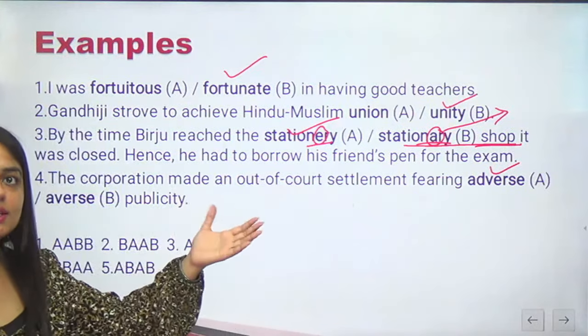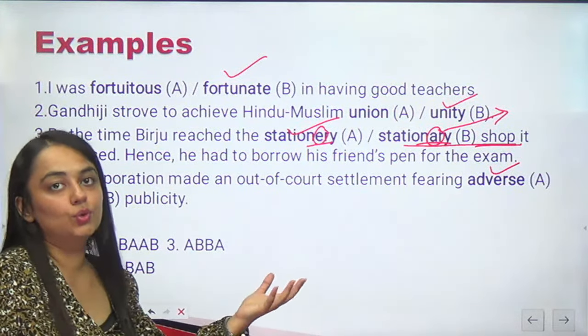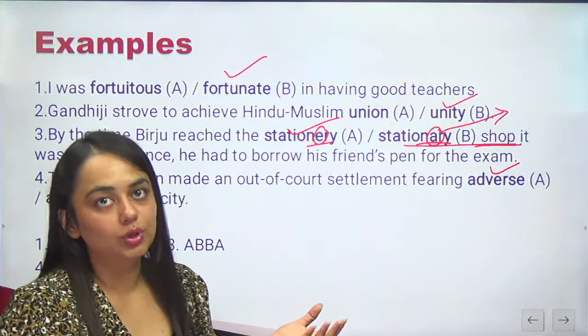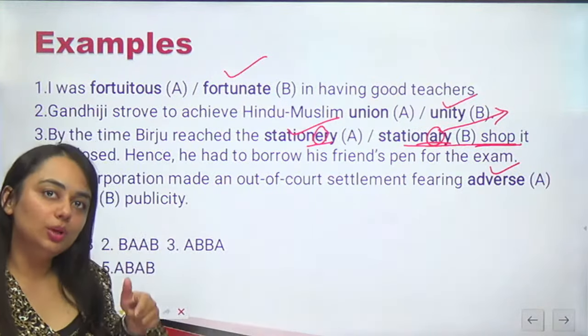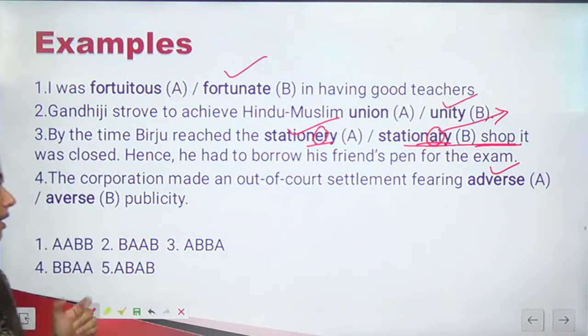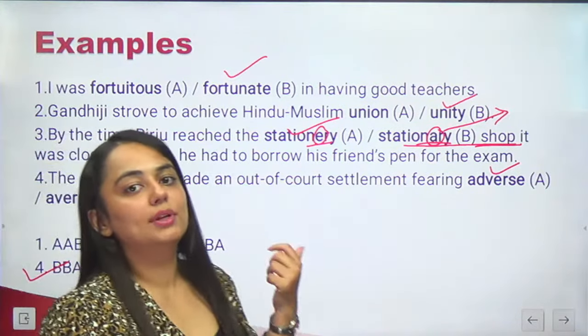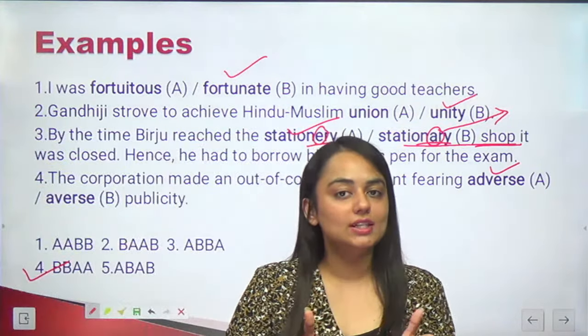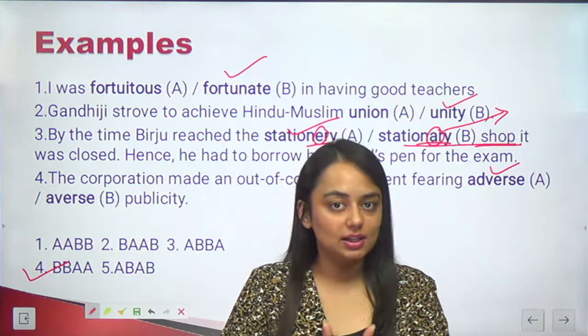So this is how context helps you to understand the meaning of the words. And this is how, if you know the meaning of the word, you will put the right word in the right context. So what is the answer here? The answer is B, B, A, A. So by now, I believe it's clear to you. You know the tricks now ki aap kaise words ko yaad kar sakte ho.